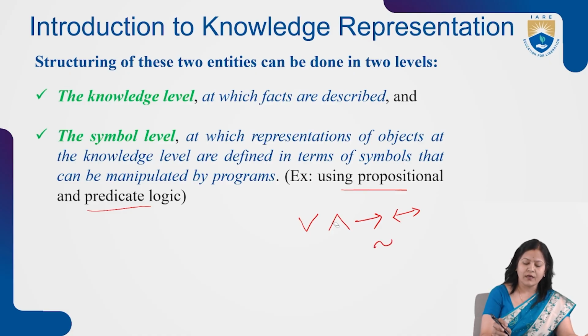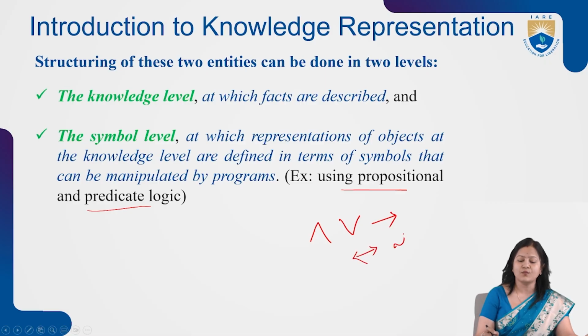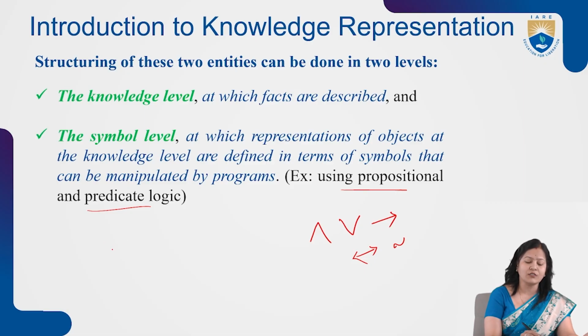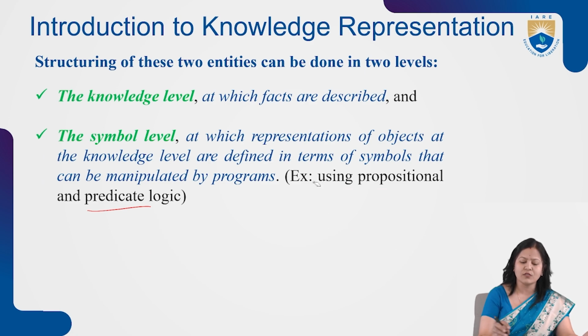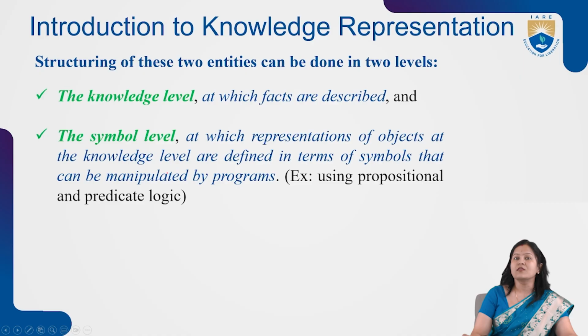Let me tell you once again. One is the conjunction, this one is the disjunction, implication, double implication, negation. These are the symbols we use in proposition logic. Along with all these symbols, two more symbols are used in predicate logic: the for-all symbol and the there-exists symbol. For-all means for each, for everything, and there-exists means for at least one. So these are the symbols we normally use to represent the facts, procedures, rules, or axioms in the knowledge base.